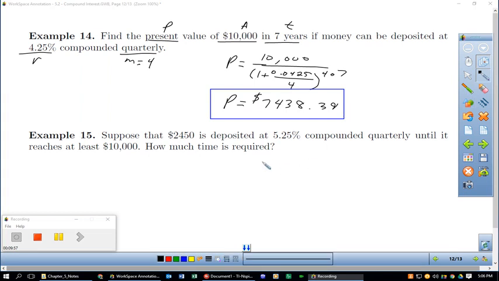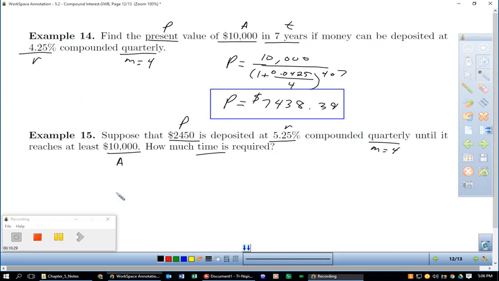Examples 15 and 16, we're actually going to need a little bit of our technology for this one. Example 15 says, suppose that $2,450 is deposited at 5.25%, that's our rate, compounded quarterly, M equals 4, and 2450 was our deposited amount, our P, until it reaches at least $10,000. It's our accumulated amount. How much time is required?